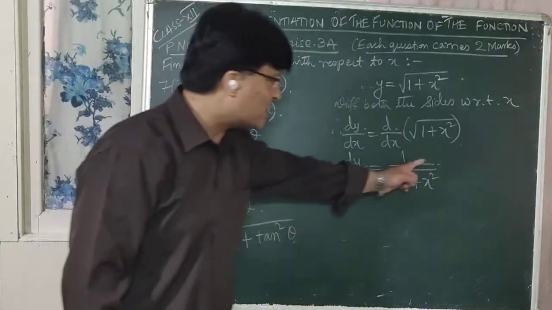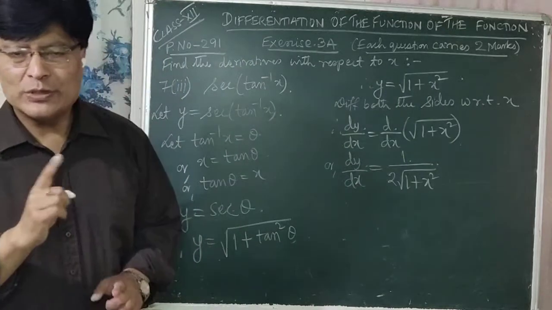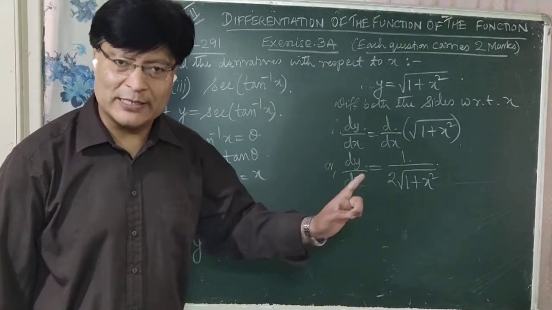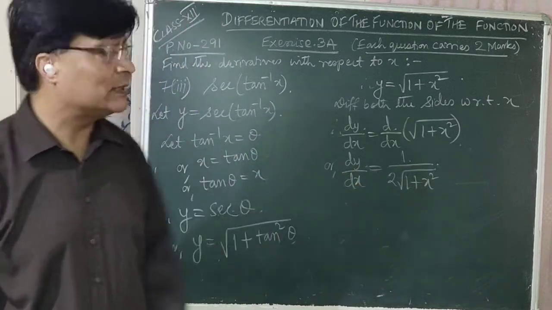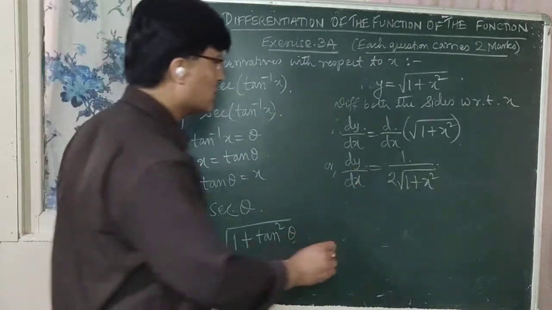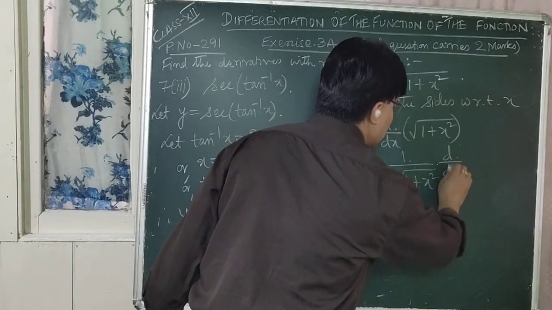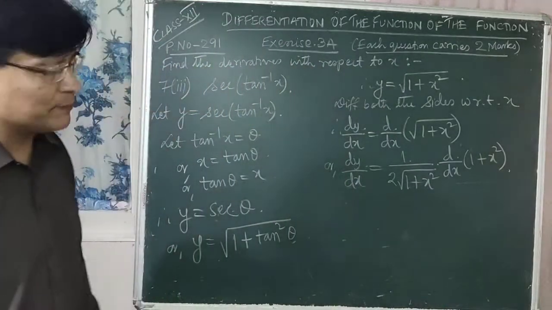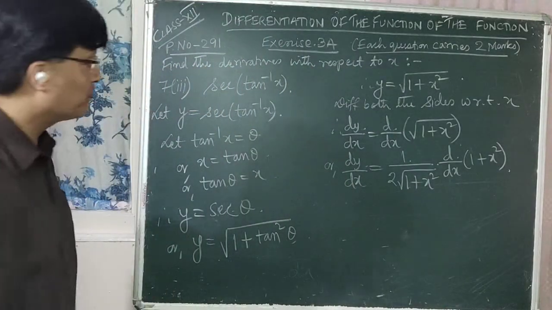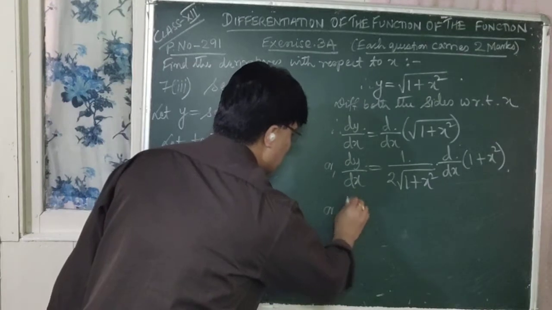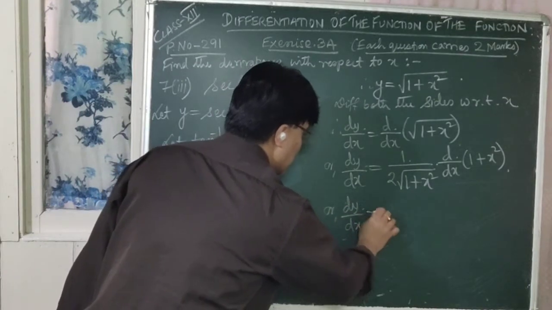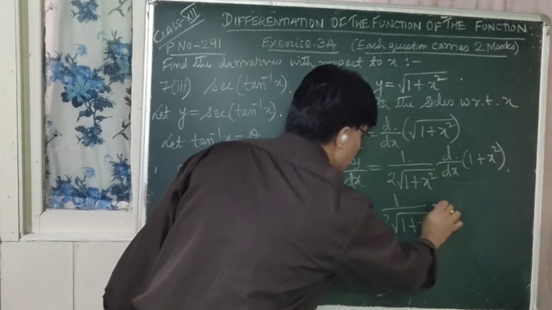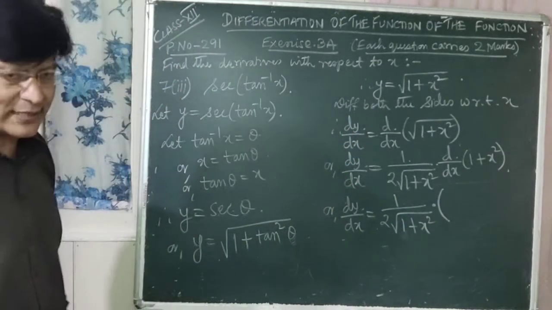The differentiation is not only this. Which function did we assume as x and differentiate? 1 plus x square, and that we must differentiate again, okay? So how do we write it? So dy by dx of within bracket 1 plus x square. Is that clear now? So dy by dx is equal to 1 upon 2 root over 1 plus x square into, let us write it within bracket.